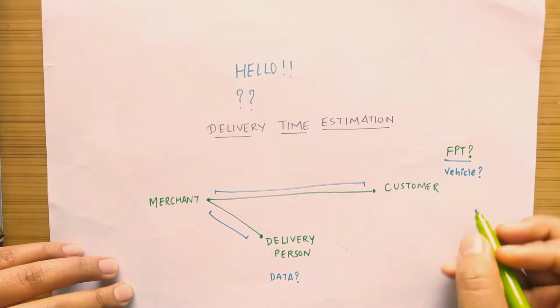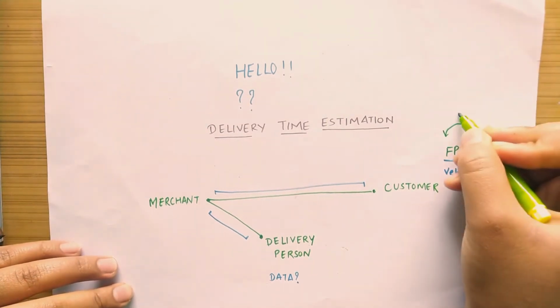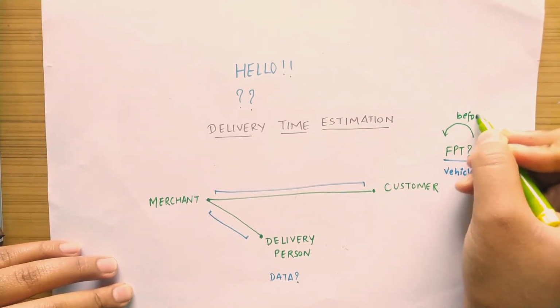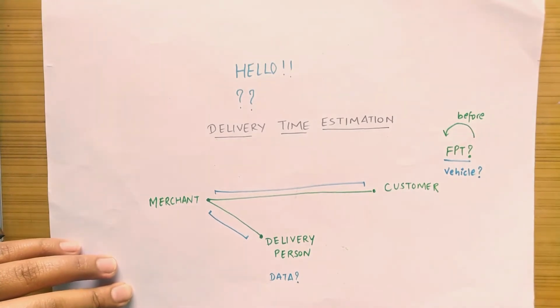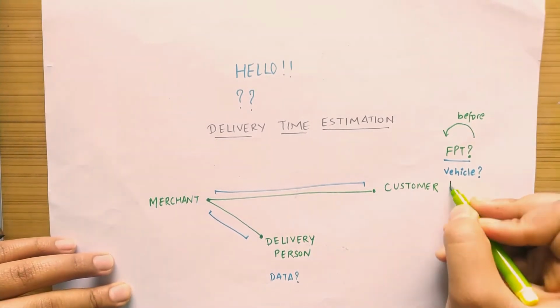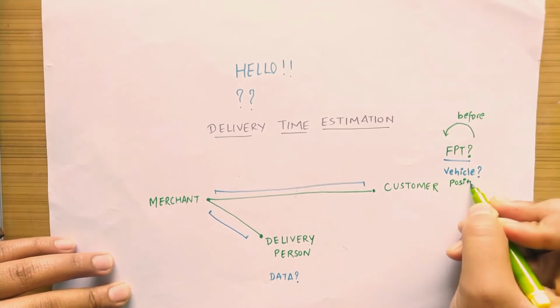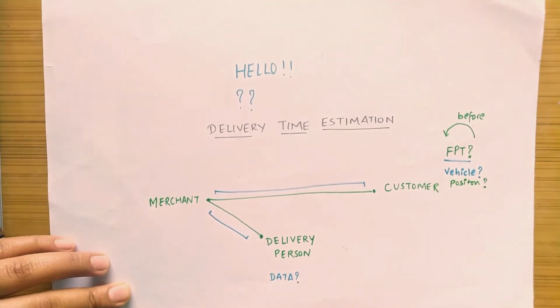The main challenge of this company, Postmates, was that they wanted to provide the estimated time before the customer places the order. So obviously they cannot know the position of the delivery person or the vehicle they are using.